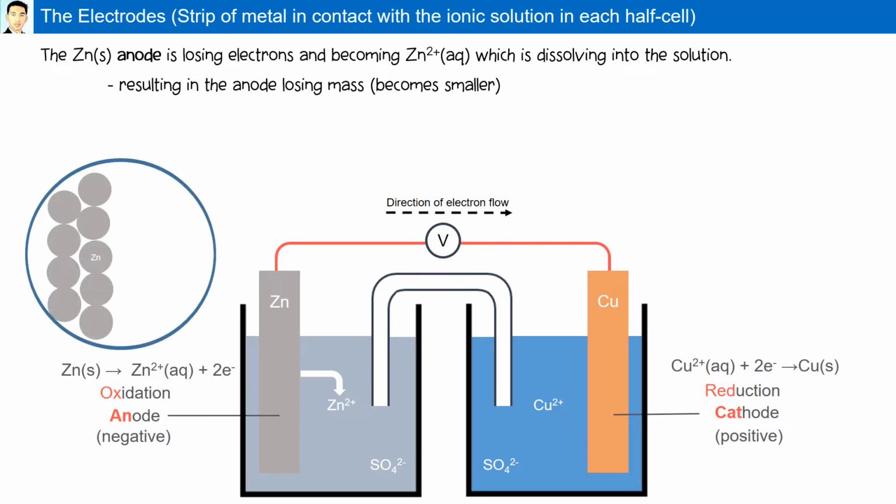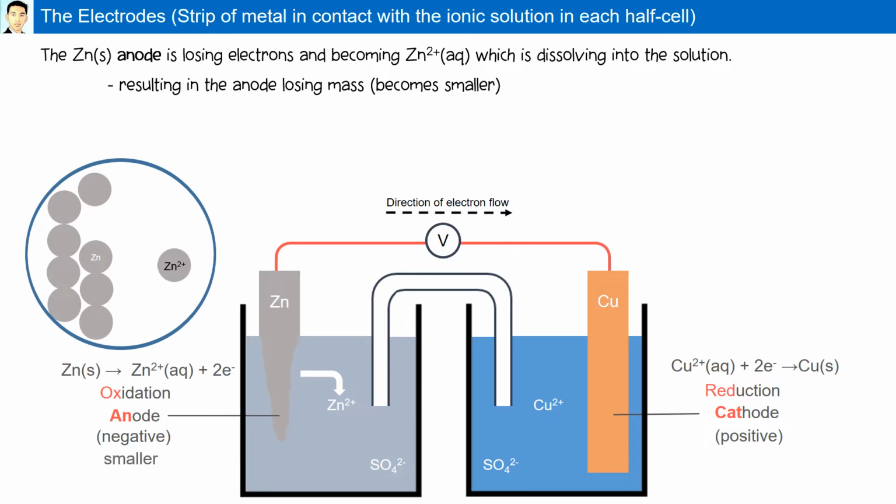Let's zoom in to see what actually happens at the molecular level, at the atomic level. Here we have a strip of zinc atoms, and the zinc atoms have electrons in them. One of the atoms loses two electrons, and in the process it becomes Zn2+. The Zn2+ is an ionic substance and dissolves into the solution as an ion. And the zinc electrode actually becomes smaller over time.